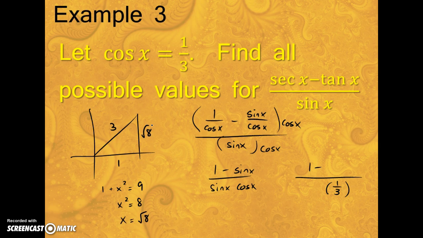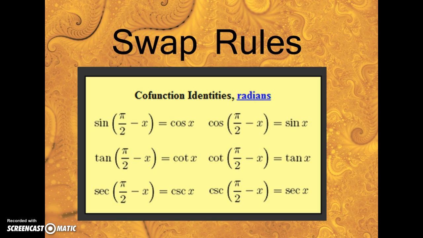And I find out my y value is square root of 8. So my sine is square root of 8 over 3, square root of 8 over 3. And now I have numbers for everything. You can pretty that up at your leisure. Swap rules. We talked about these before.